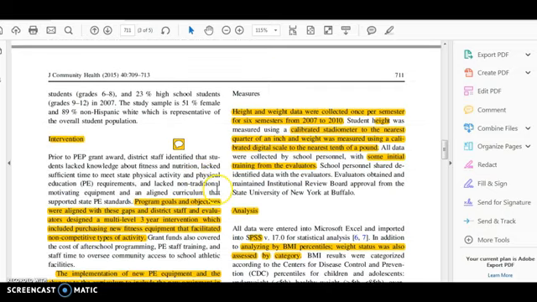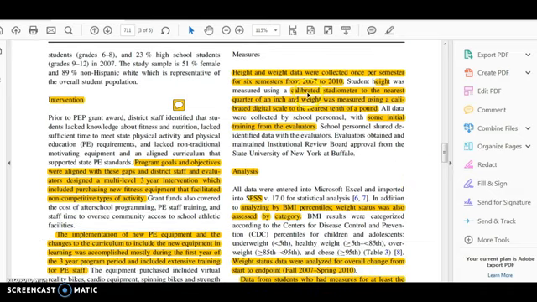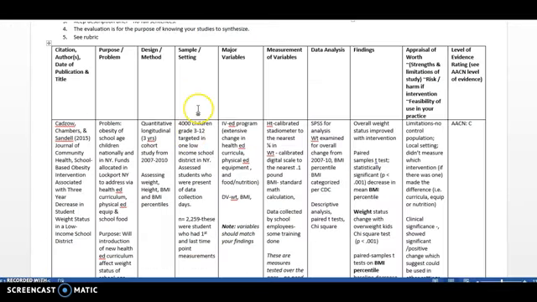I want to talk quickly about measures. The measures, height and weight, and they tell us what they are, and they tell us what scales, tools, instruments they use to measure them, okay? So they talk about this for height, and they talk about the digital scale for weight, and we know that we need those two measures to calculate the BMI. So let's go quickly back to the table.